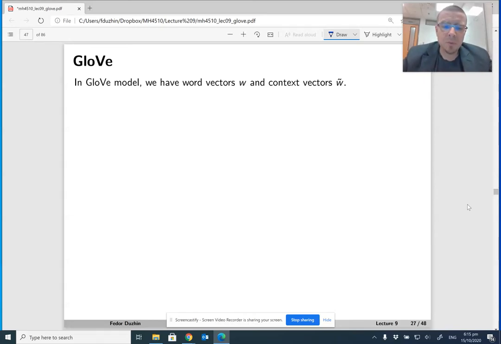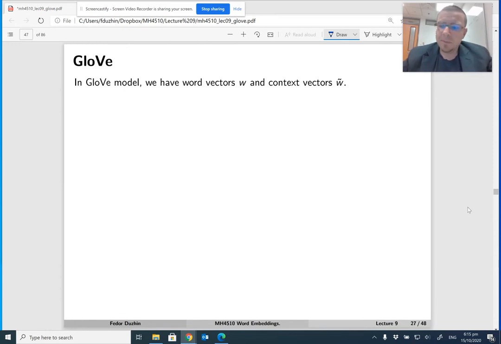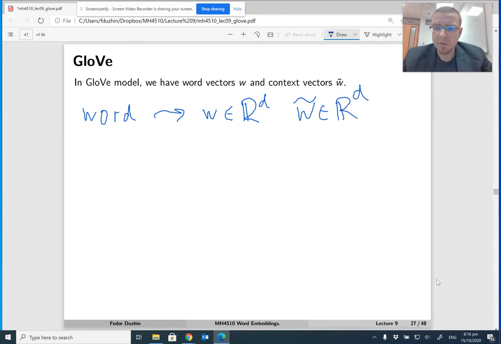Okay, now we are ready to understand GloVe. So the GloVe model first constructs not a single vector, but two vectors. In GloVe, we first assign two vectors to a word. If we have a word, then we're going to construct the word vector w in R^d, and we're going to construct this so-called context vector w tilde, which is also a d-dimensional vector.